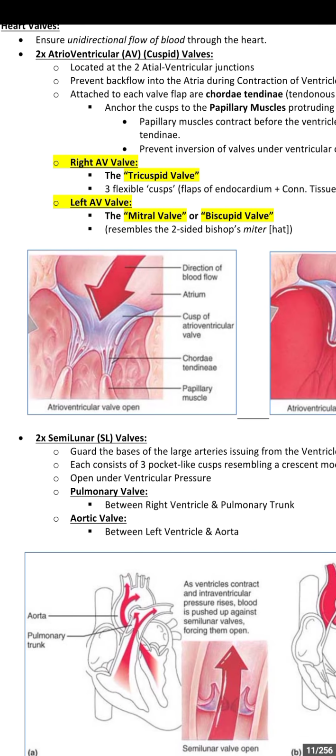It is three flexible flaps of endocardium plus connective tissue. It is three flaps, so that is tricuspid. Tri means three.